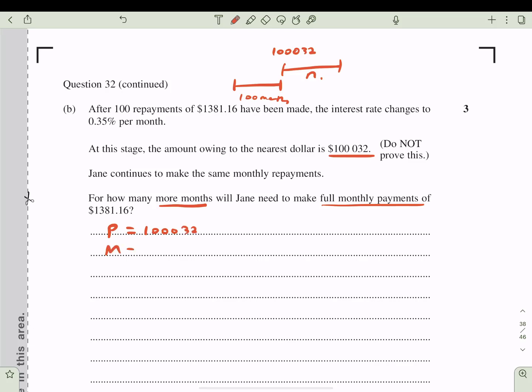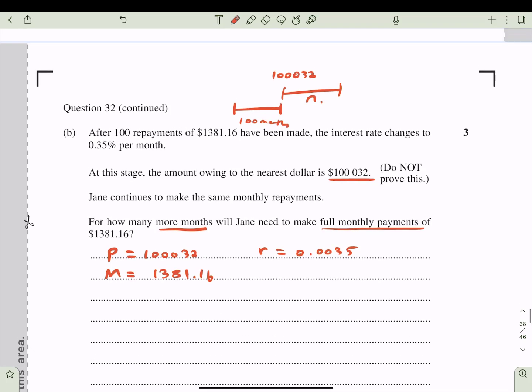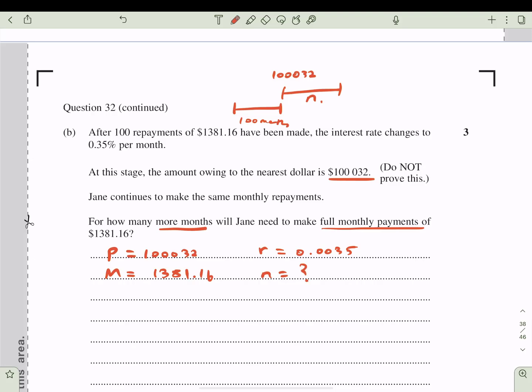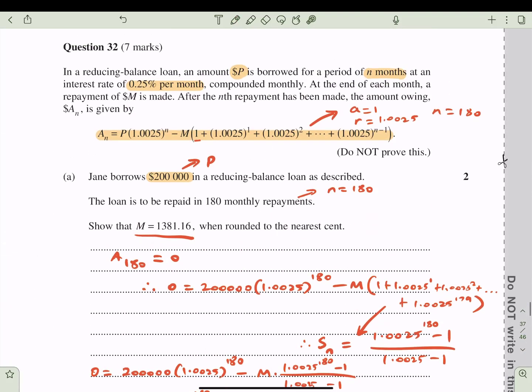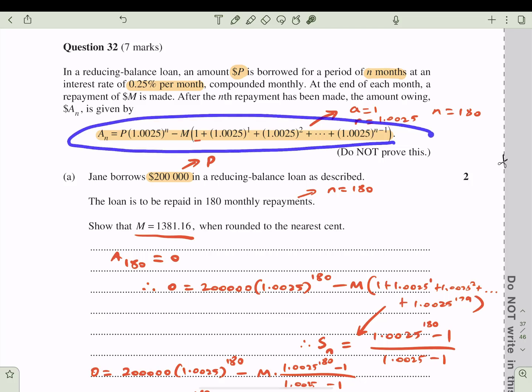My M is still going to be 1381.16. But my r has now changed to 0.0035. Okay, before it was 0.0025. Now it's 0.0035. So that's okay, and we also don't know what n is, so let's just put a question mark. So now, looking back at this equation, we just need to change a few things, but it pretty much remains the same. Okay, and it's still a geometric series.